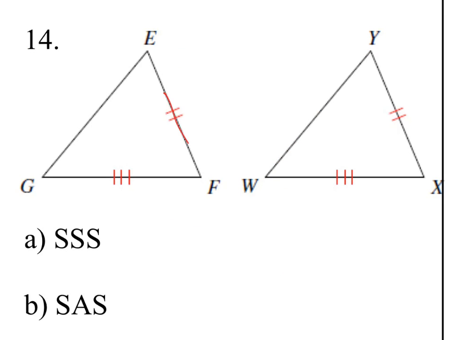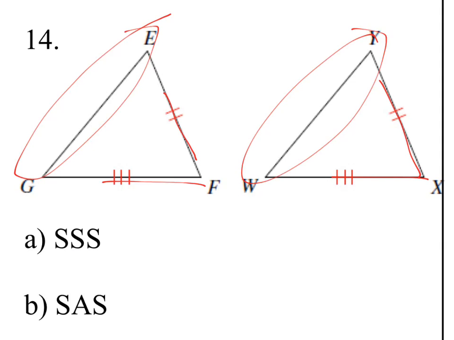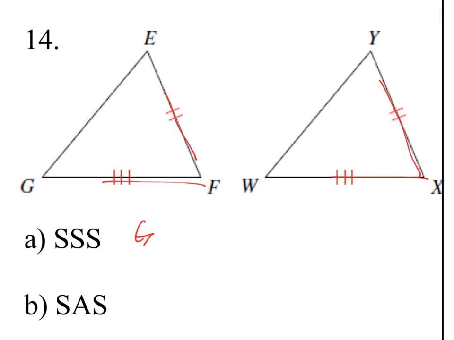On 14, again, we have two sides meeting up here at one of our vertices. To get side, side, side, we need the third sides to be congruent. And that's GE congruent to WY.